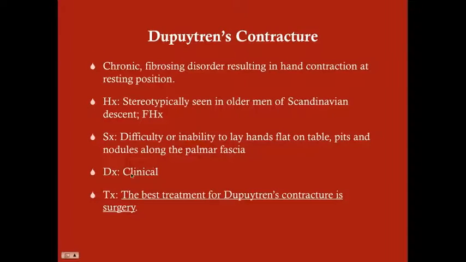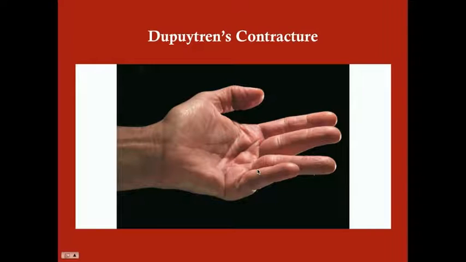The diagnosis here is clinical. And the best treatment for Dupuytren's contracture is surgery. This is not something that can be managed with steroids or with any kinds of injections or with physical therapy. Surgery is going to be the necessary treatment. Other things that you can see are these sort of pits. You might see some pits and some nodules. You should be able to feel some nodules, and then there'll be these pits. It'll be, in general, an unusual hand geography.